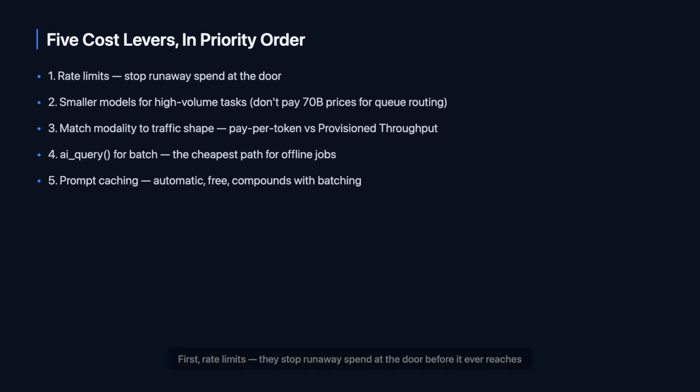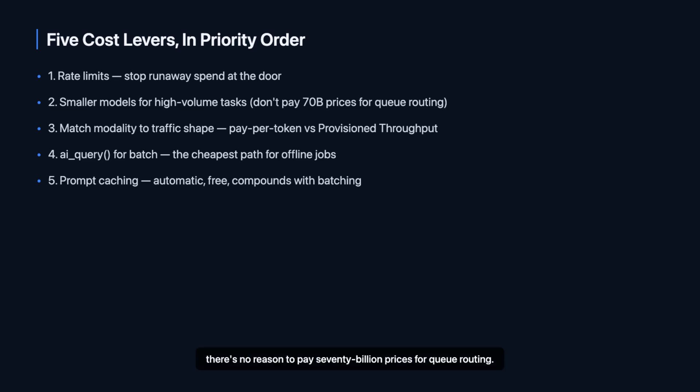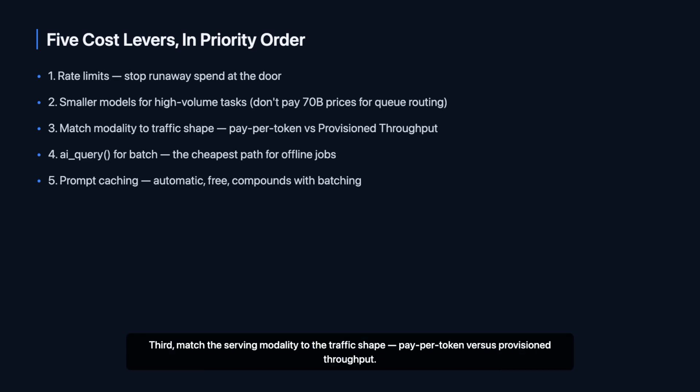Second, smaller models for high-volume tasks. Datadino routes 100,000 support tickets a day through an 8 billion parameter instruct model. There's no reason to pay 70 billion prices for queue routing. Third, match the serving modality to the traffic shape. Pay per token versus provisioned throughput.